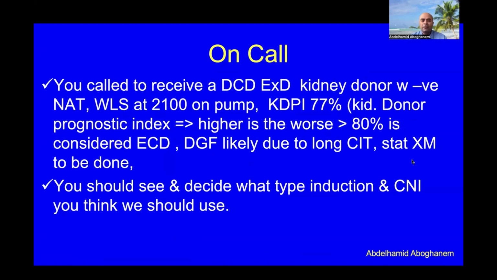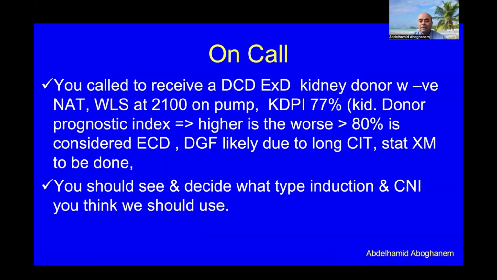When you are called for a DCD donor, donation after cardiac death, an exception distribution kidney donor with negative NATs and withdrawal, it will be like 2100 on pump, and the KDPI 77% kidney donor. And we'll come to this already.